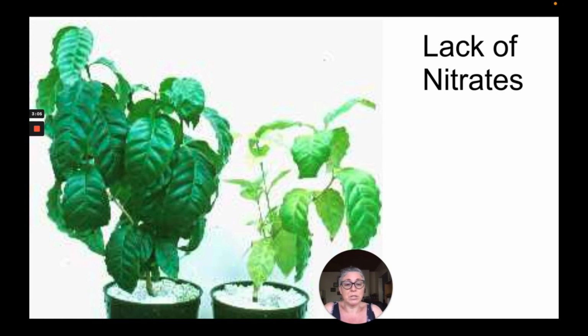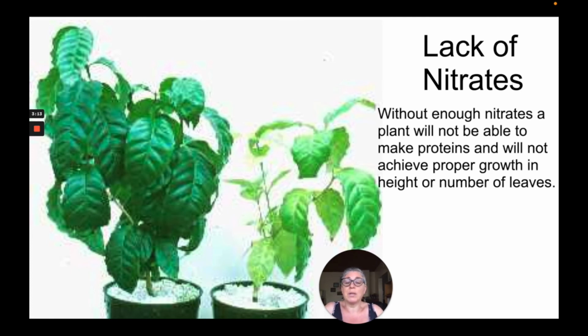We can just imagine that both of these plants were seedlings at the same time. They were given the same amount of water and sunlight, but one of them is going to lack nitrogen and the other one will have nitrogen. So without enough nitrates, a plant is not going to be able to make the proteins that it will need, and it will not achieve its proper growth. That will be in terms of height, in terms of the number of leaves.